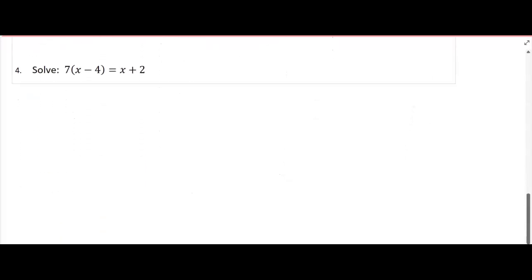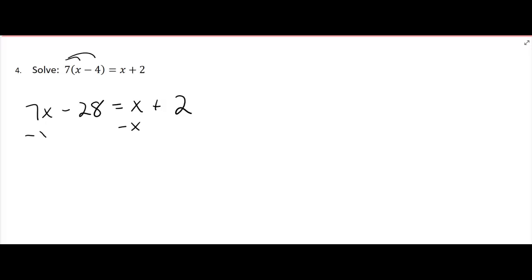And this last one was just even easier, hopefully. It's just a linear equation. You're distributing 7x minus 28 equals x plus 2. And you might say, well, why did you put that on the test? Well, I want to make sure we know how to work with linear equations at this point. It comes up a lot.